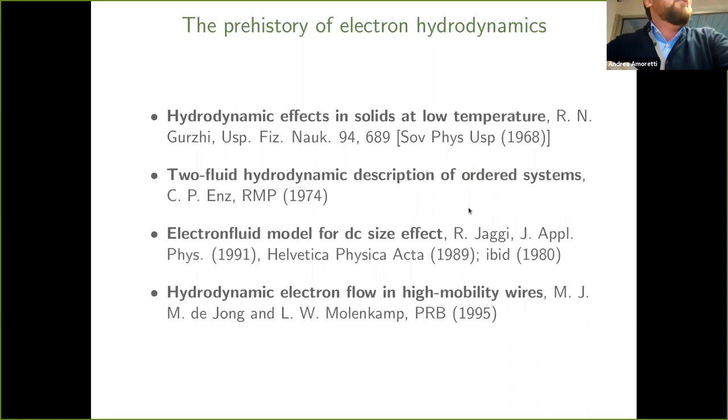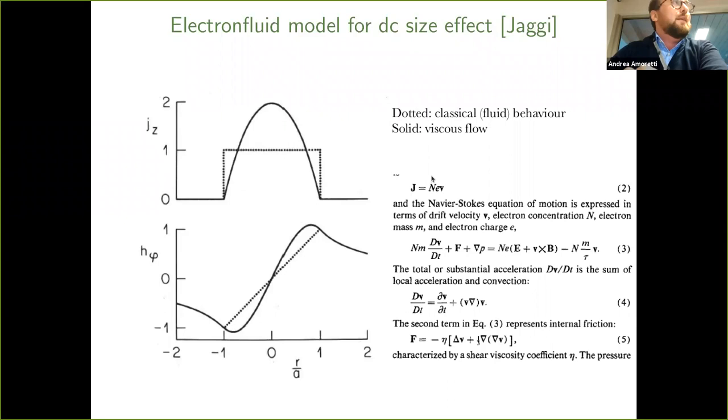In particular, there is one by Yaggi in 1980, where he really tried to apply the fundamental Navier-Stokes equation to describe the electric resistivity of a metal, trying to find the effects of changing the shape of a system, like describing either a plate in this case, or a wire in this case, and modifying either the radius of the wire, or the sides of the plate.